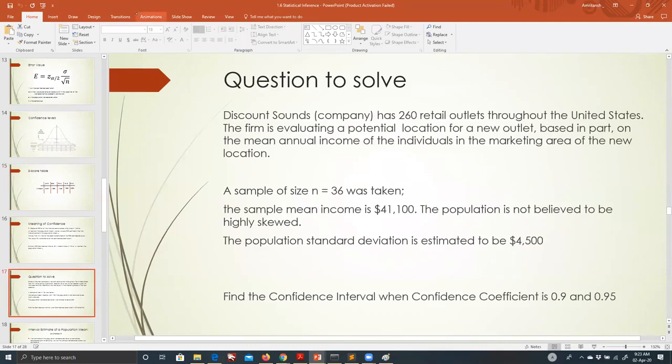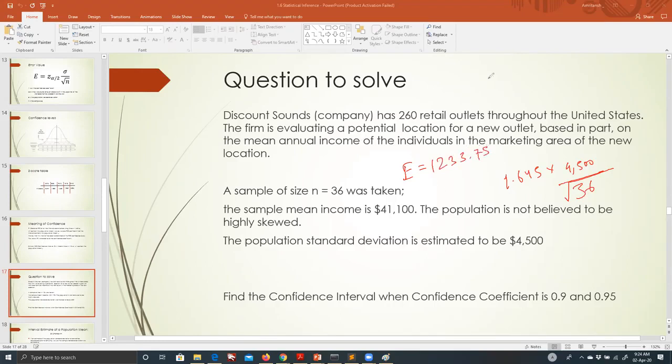So 1.645 into 4,500 divided by the square root of 36. How much is the square root of 36? It is 6. So 750, you are right, my bad, the equation was here. So the total value is 750 into 1.645, which is 1233.75. Yeah, just make sure the math is correct.